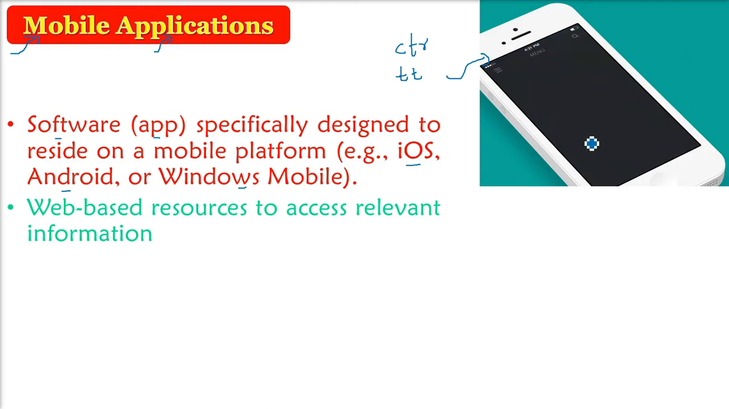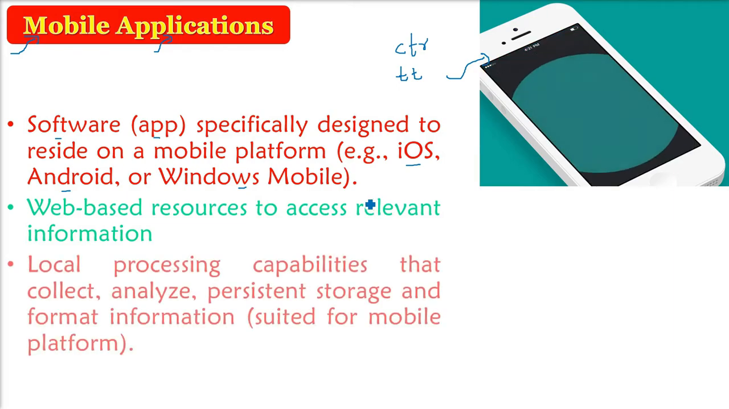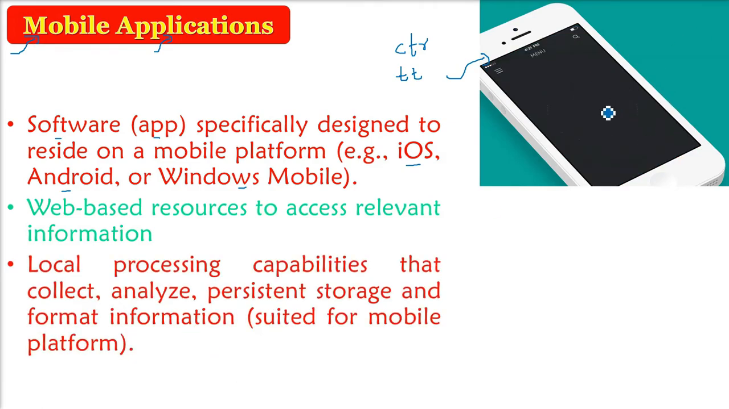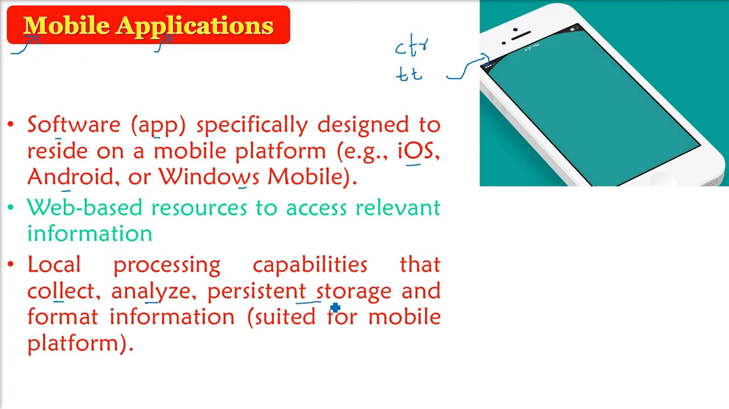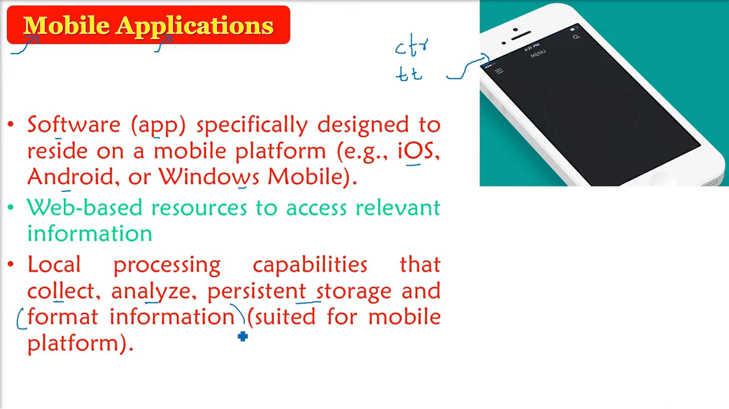So the mobile apps are accessing relevant information. The app or the software, these are web-based resources. They are accessing the relevant information, that is, it is solving some purpose of yours. Okay. So for the software app, we need local processing capability, and what it should do is collect and analyze, and there has to be persistent storage, which all mobiles have. Some of them have 32 GB, 64, even 128.